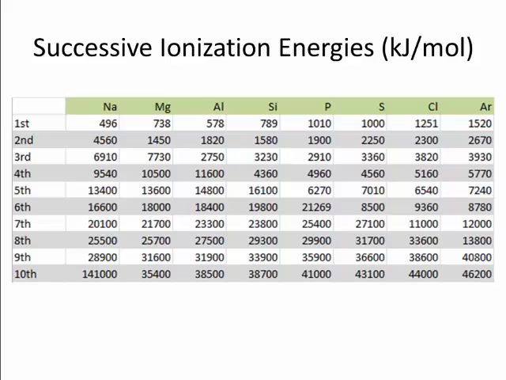Ionization energy data also shows evidence for electrons existing in shells. Look at successive ionization energy values for elements. For every single element, the second ionization energy is always greater than the first.